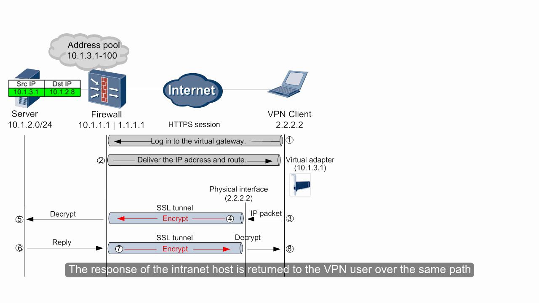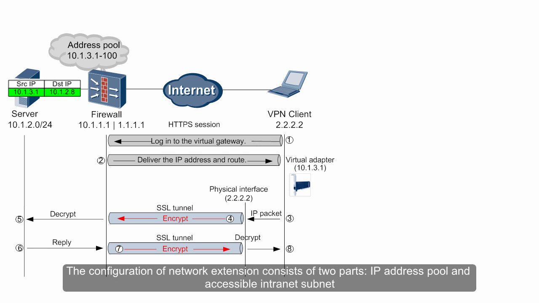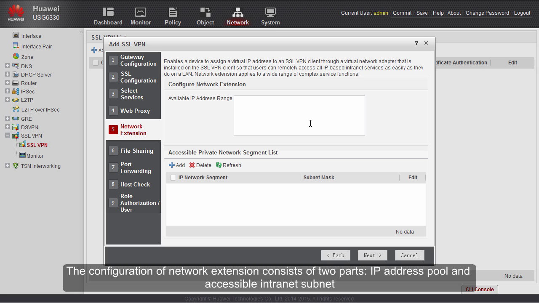The response of the intranet host is returned to the VPN user over the same path. The configuration of network extension consists of two parts: IP address pool and accessible intranet subnet.